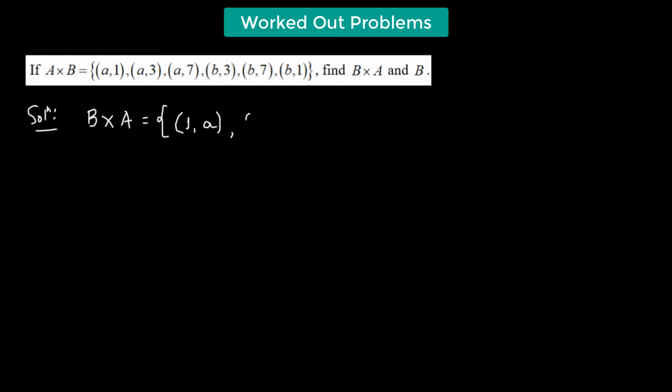Similarly, we can do the second ordered pair. We have a comma 3, so that will become 3 comma a. The third one will be 7 comma a. The fourth one will be 3 comma b, and then we have 7 comma b and 1 comma b. So this is the Cartesian product of b and a. What we have simply done is flipped the elements in the ordered pair.